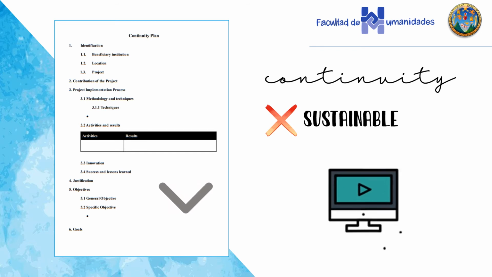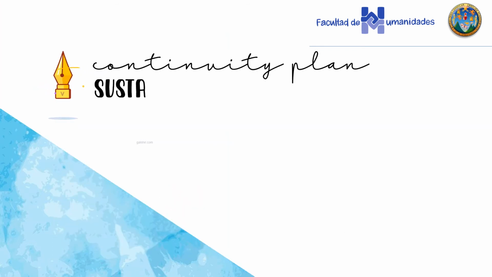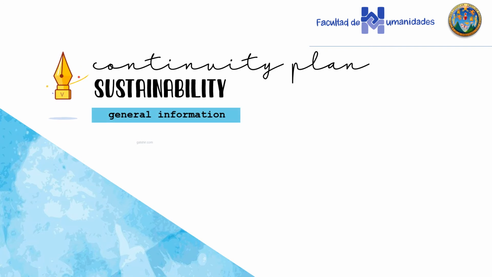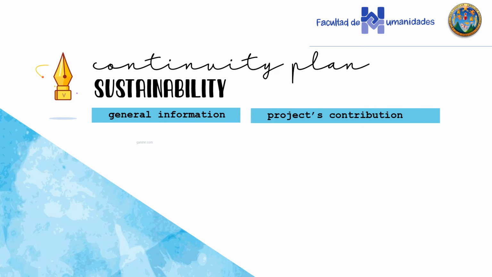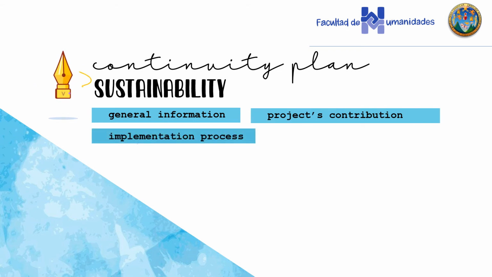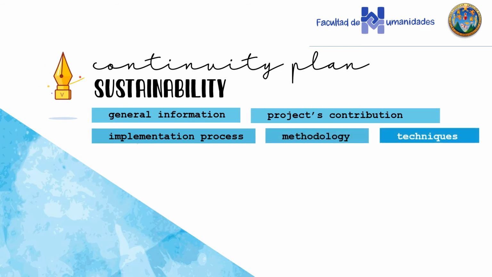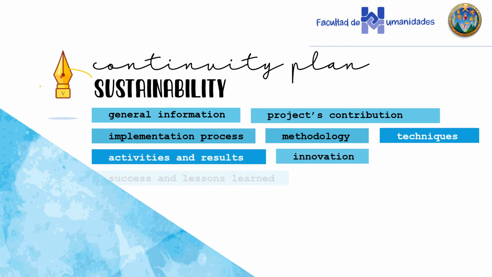Make sure all the components are taken in consideration, along with the general information from the project, its name, the institution's name, and location. Consider the project's contribution. Mention what the project represents for the community, its implementation process. Mention how the process will begin being used, the methodology, techniques, activities, results, innovation, success, and lessons learned. All these from the implementation.